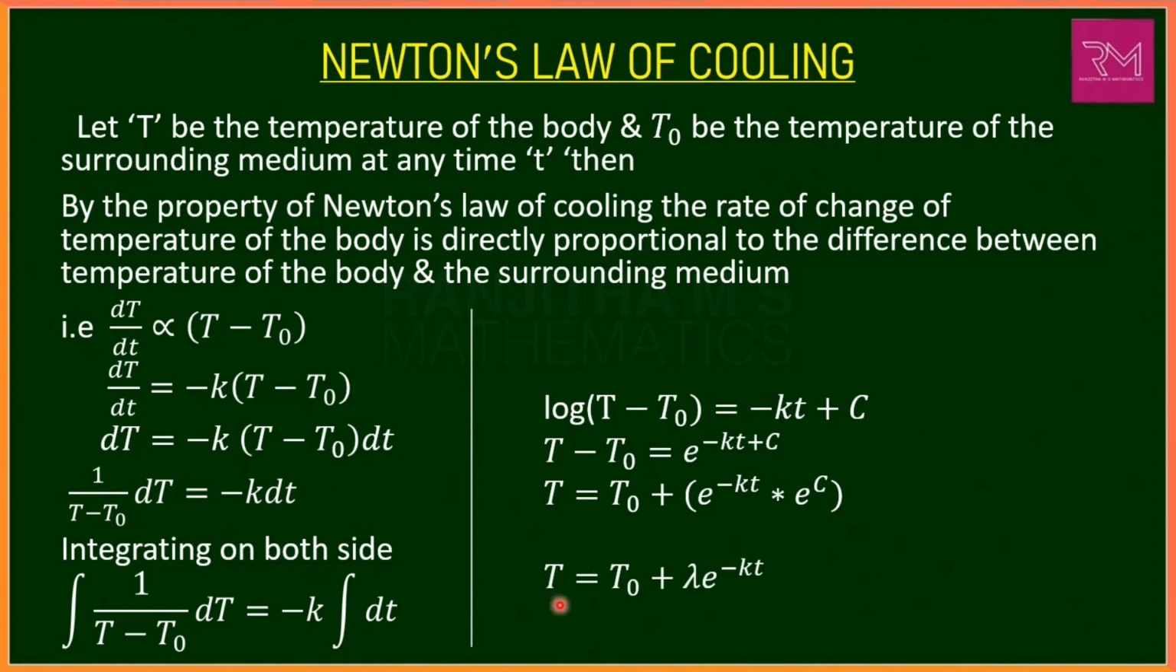Next, we can take T equal to T naught plus, where exponential power c is some constant value. We can take that constant as lambda into exponential power minus kt as it is. Here lambda is exponential power c. So this is the formula we obtained from the statement of Newton's law of cooling, that is T equal to T naught plus lambda into exponential power minus kt, where T is the temperature of the body and T naught is the temperature of the surrounding medium at any time t.